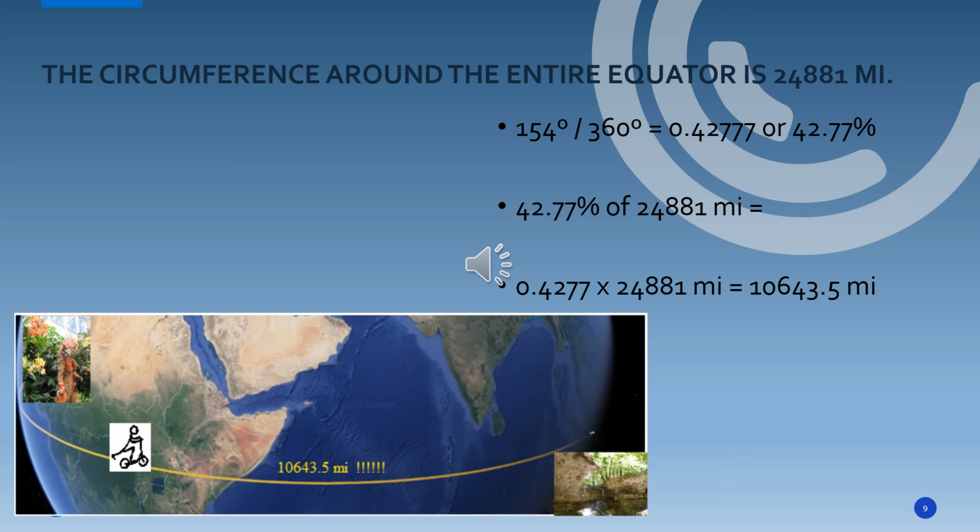So 42.77% of the circumference of the Earth is equivalent to taking our ratio 0.4277 and multiplying by 24,881 miles, giving us a whopping 10,643.5 miles that we would have to travel to go from the mouth of the Amazon to that town just a little bit south of Singapore in Indonesia.